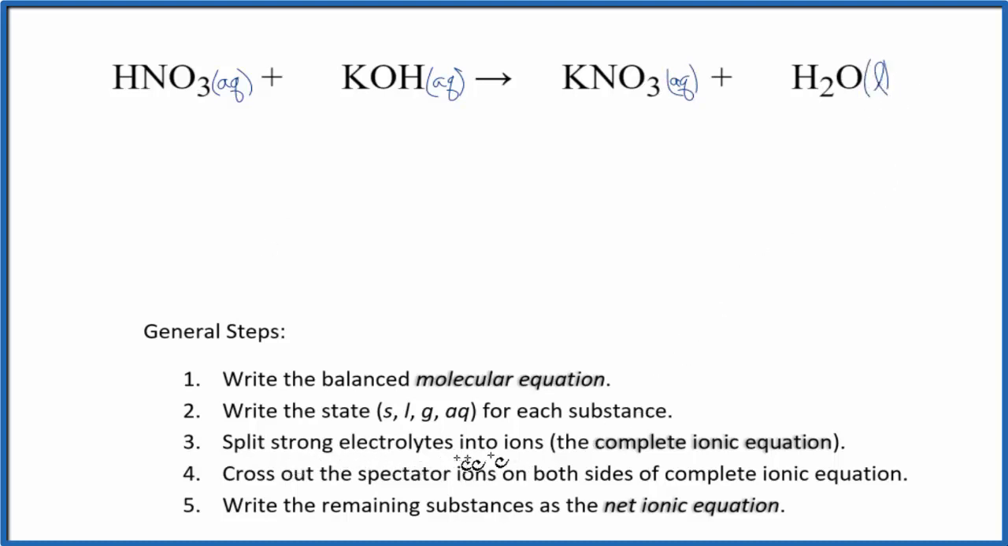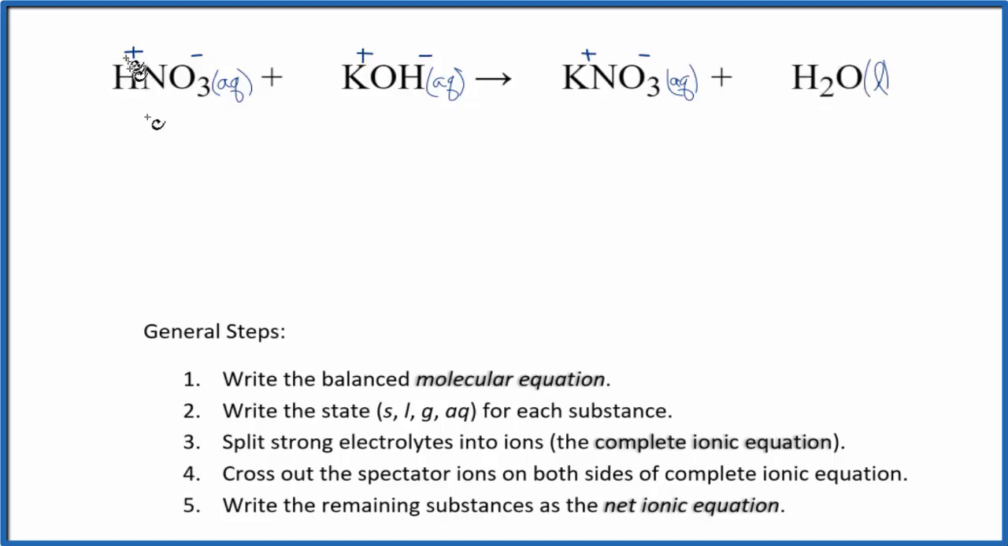Next, we're going to split the strong electrolytes into their ions, and that'll be the complete ionic equation, sometimes called the total ionic equation. Hydrogen's in group 1, that'll have a plus charge. Our nitrate is negative. We have plus 1 because potassium's in group 1, and the hydroxide, that's negative. Again, plus and minus. And then water, that's not an ionic compound, so these are going to stay together. We're not going to split this apart.